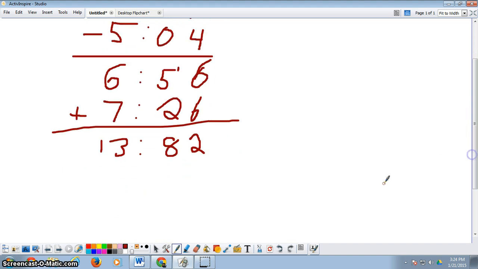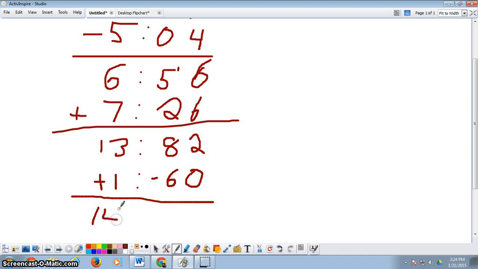The problem with this one, again, is we have an answer here greater than 60 in the minutes column. So again, we're going to have to change that, where we can then get the minutes and hours correctly. So whatever we do to one side, we need to do the opposite to the other side. So since we're going to subtract an hour from the minute side, we need to add an hour back to our hour side, and that will give us 14 hours.